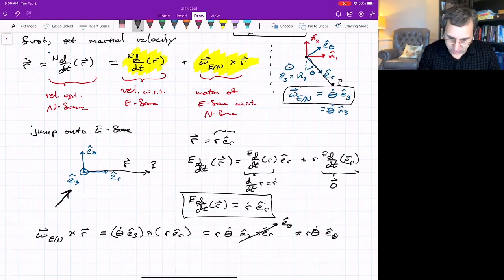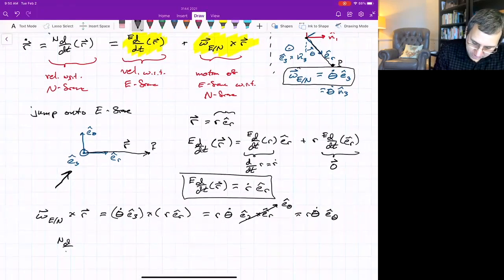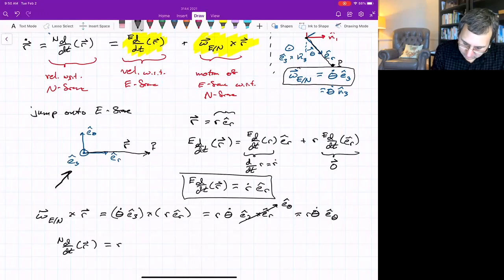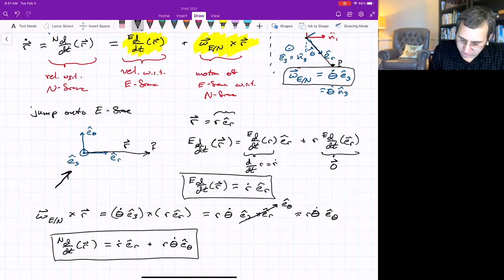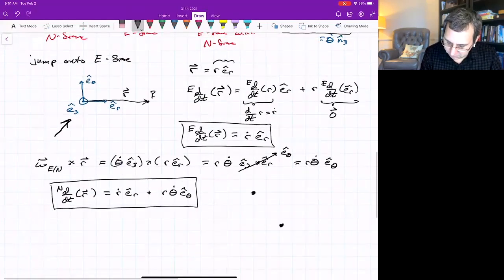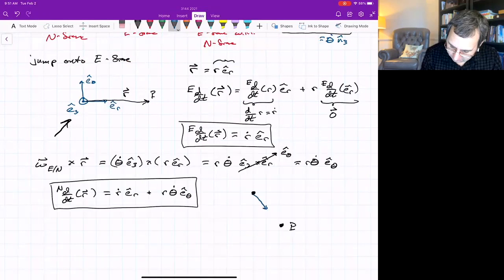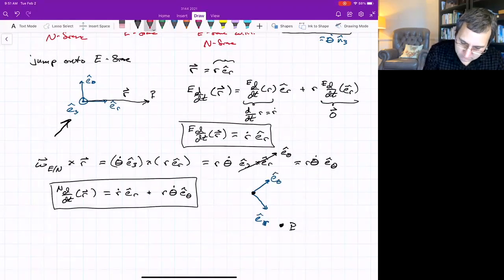All right, plug those two in. What do I have? I've got that the inertial velocity of the point P is r dot e_r plus r theta dot e_theta. So this might look a bit weird, like I have expressed the inertial derivative of this point P with respect to this E frame, even though the derivative is taken with respect to the N frame. But that's okay. I'm just expressing the components of a vector in some convenient frame.